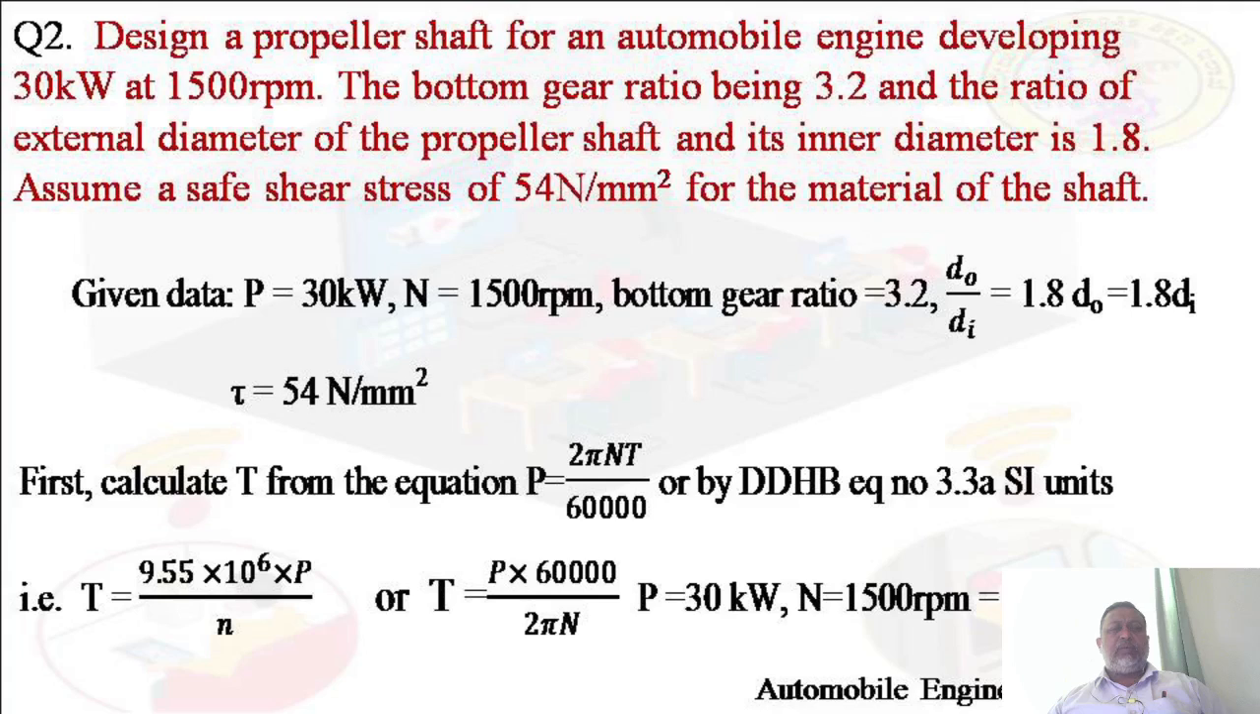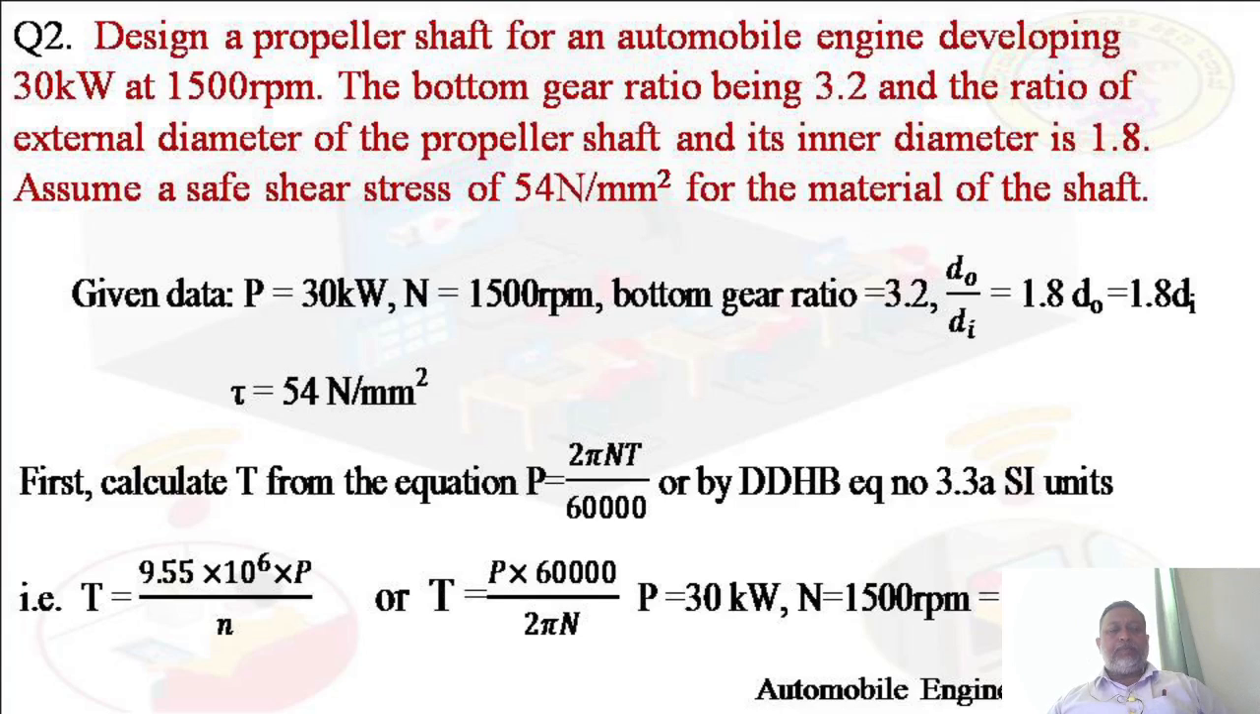Design a propeller shaft for an engine developing 30 kilowatt at 1500 rpm, the bottom gear ratio being 3.2, and the ratio of external diameter to internal diameter of the propeller shaft is 1.8. Assume a safe shear stress of 54 Newton per mm square for the material.